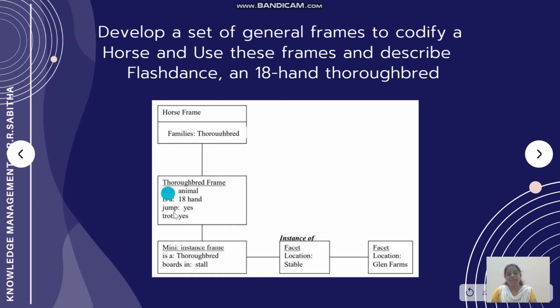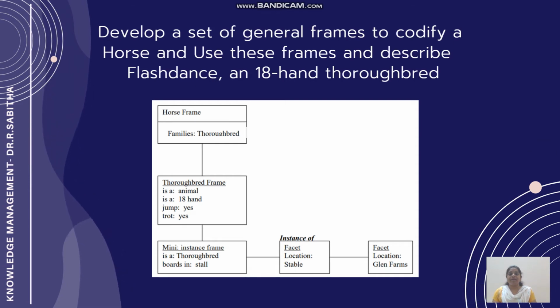Okay, in the child frame you have various slots and values. So here it's a category of animal. Again this could be a child frame, and an 18 hand could again be a child frame, because here in our example we are going to talk about the horse and a corresponding breed alone. You can have nesting up to only one level, so this is enough.